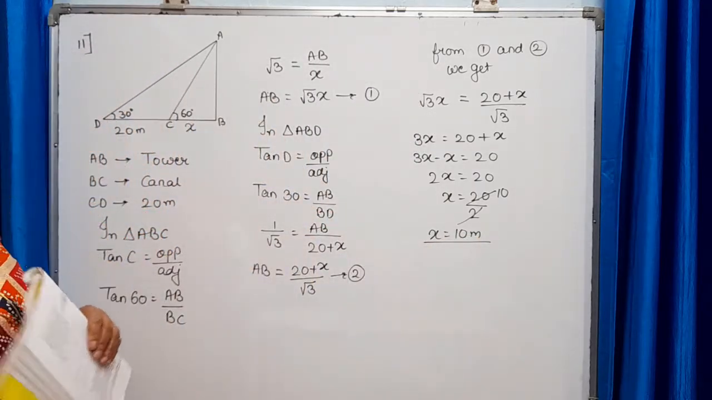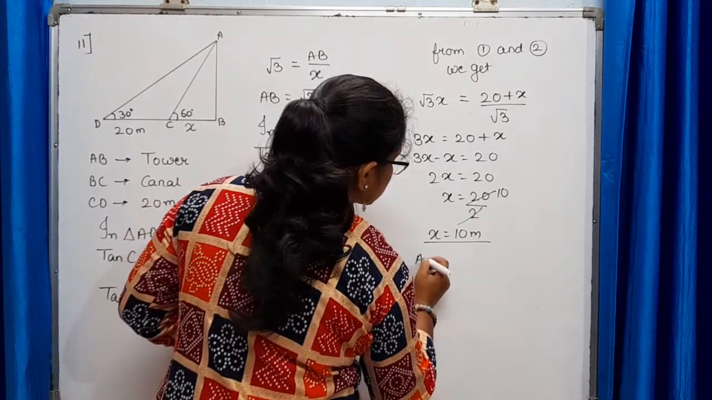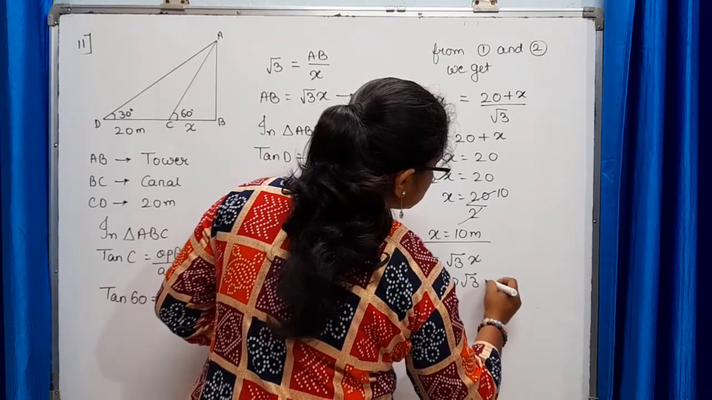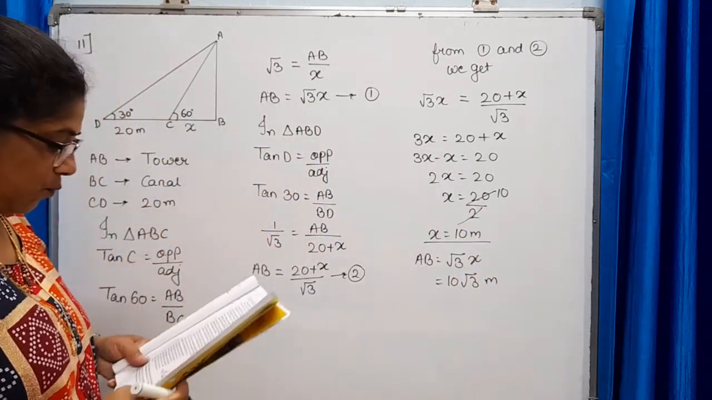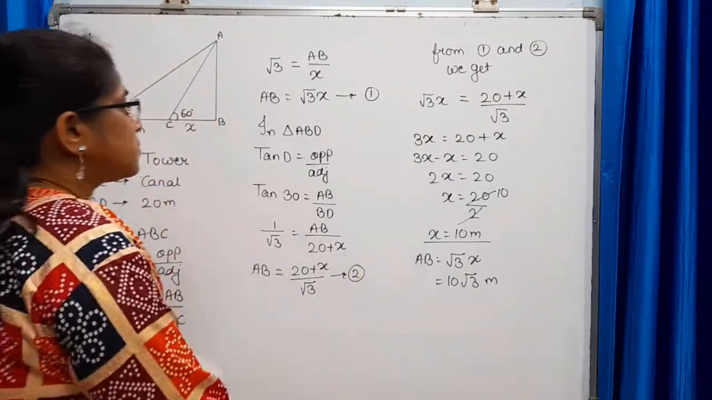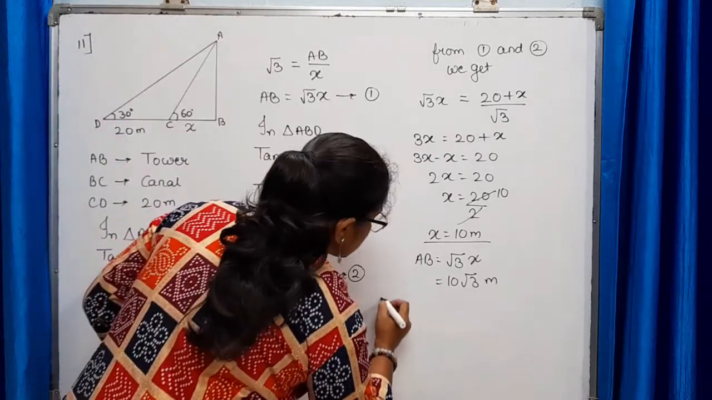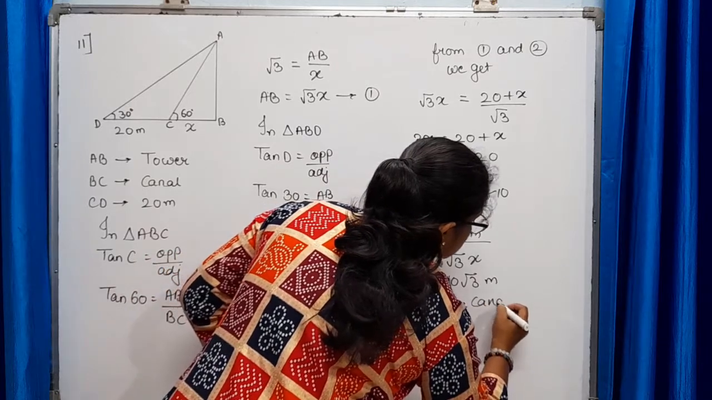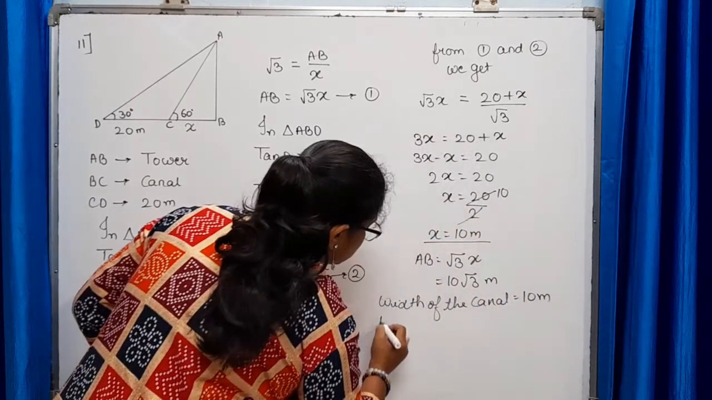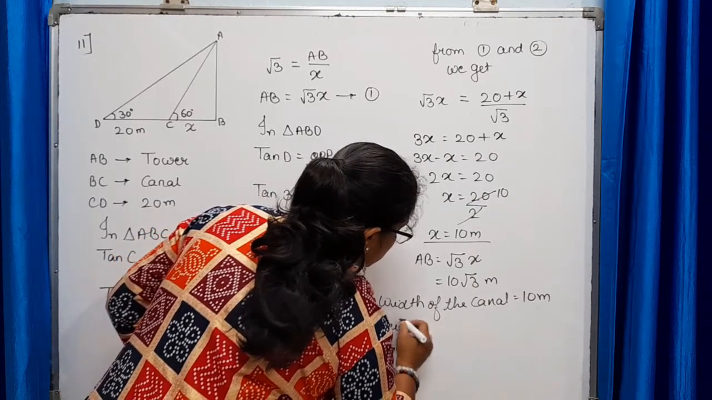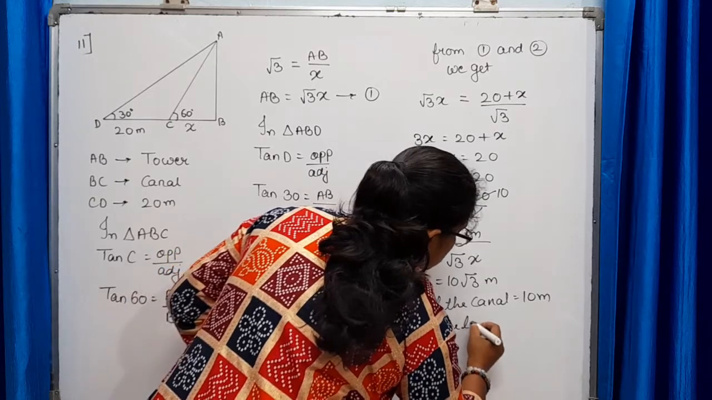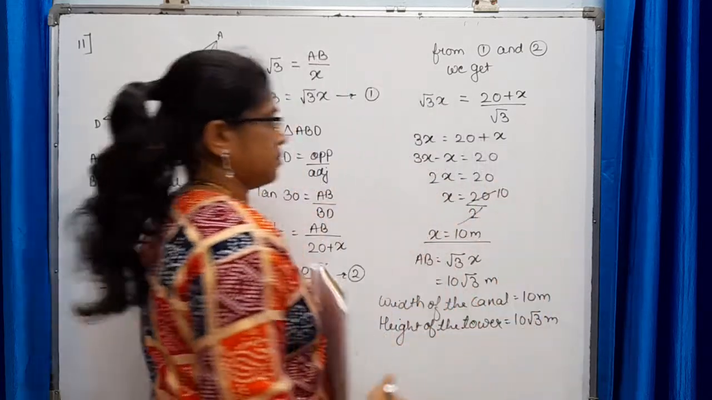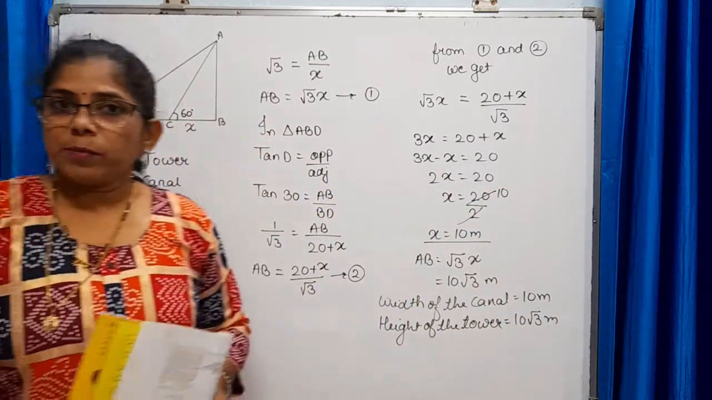x is equal to 10 meters and AB is equal to root 3x. So this is 10 root 3 meters. And what is our question? We have to find the height of the tower and width of the canal. So here the width of the canal is 10 meters and the height of the tower is 10 root 3 meters. So here we complete our problem number 11.